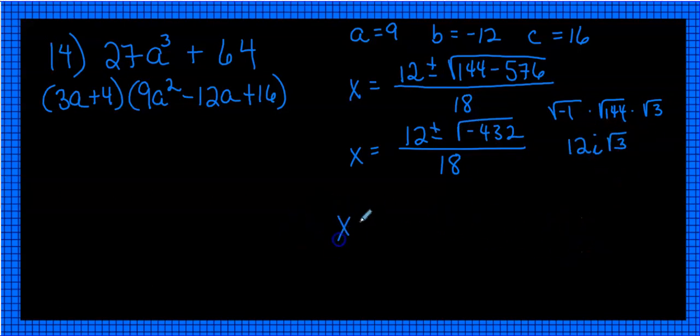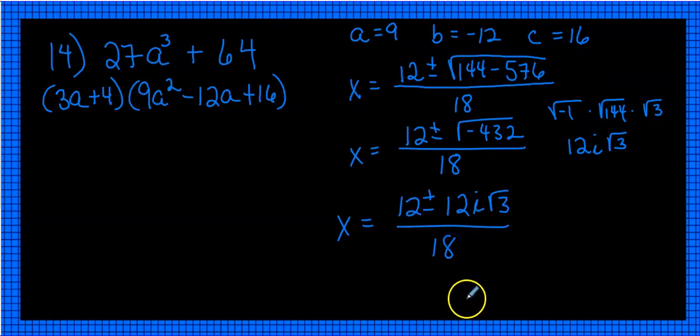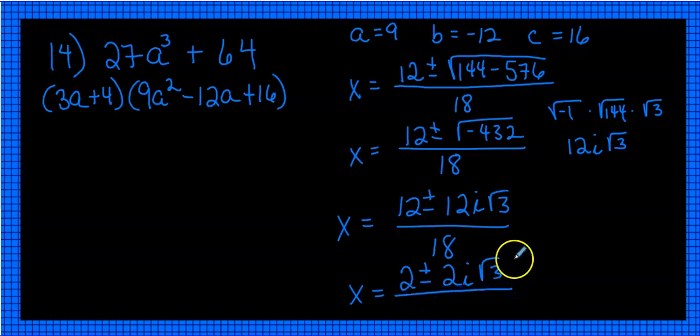So let's write that. x equals 12 plus or minus 12i root 3 over 18. Now, because I have a 12 and an 18, I can simplify these by dividing by 6. So this would be 2 plus or minus, divide that one by 6 also. And then that divided by 6 is going to be 3.